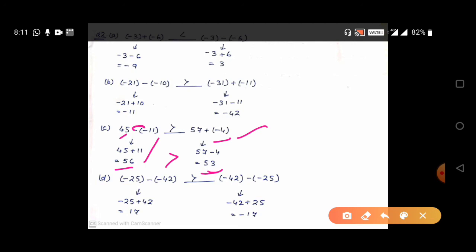Question number D, within bracket minus 25 minus within bracket minus 42. So from here we will get minus 25, minus into minus plus 42, so plus 17. Here we have within bracket minus 42 minus within bracket minus 25. So from here we will get minus 42 plus 25, so it will be minus 17. So minus 17 is less than plus 17. So here will be the answer.